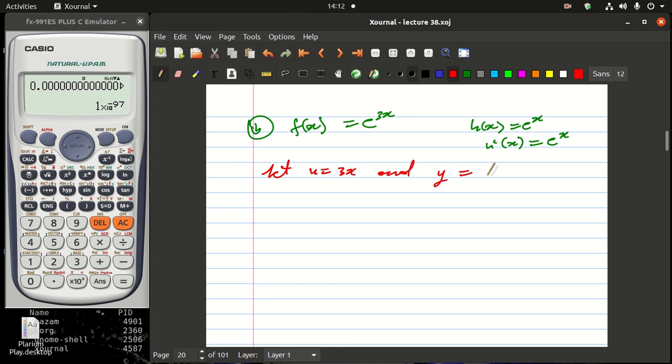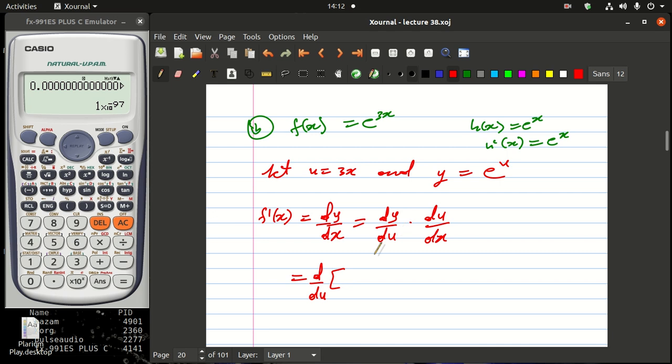And my y is going to be this function here, e, but instead of having this whole thing, I replace it by u. So f prime of x is going to be dy dx. But now if you look at this, my y is actually in terms of u, so I want this to be dy du times du dx. And then I replace things here, so I'm going to have d du of e to the power u, and then d dx of u, which is the same as 3x.